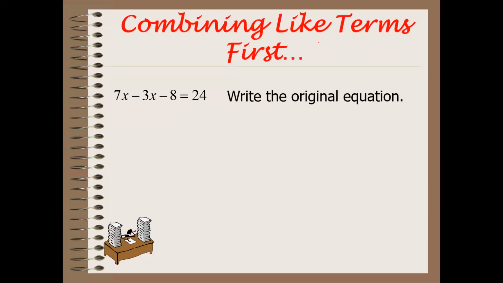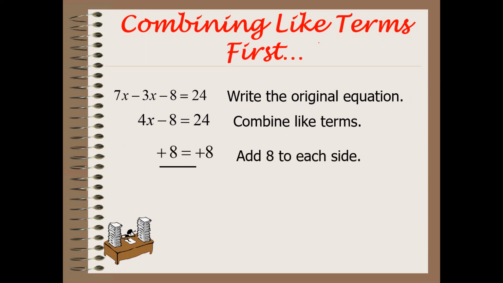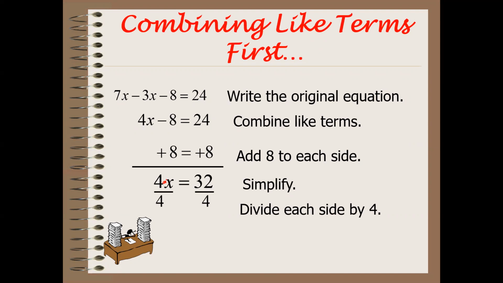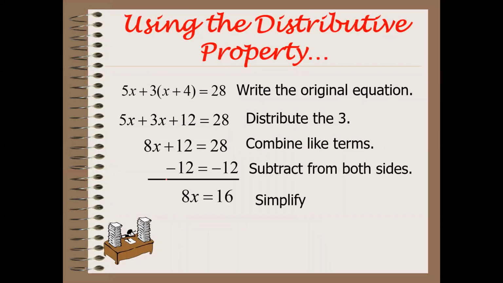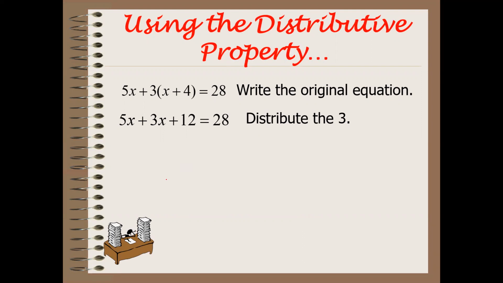Question number 2, you want to combine like terms. So combine the x's together. 7 minus 3 gives you a 4x. Then opposite of a negative 8 is a positive 8. So you're going to add that to both sides. And then lastly, opposite of a times by x is a divide. And you have your answer as 8. If you're to check this, you can go and plug in the equation to make sure they equal itself.